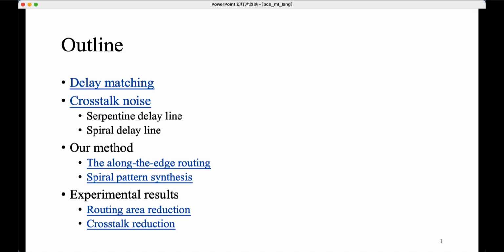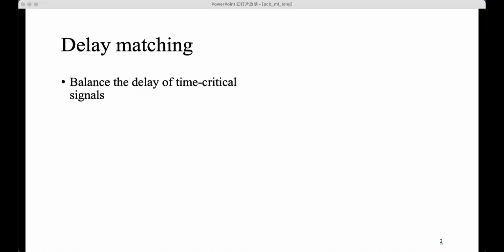In the following, I will introduce our routing method, which adopts spiral delay lines to address the delay matching issue while effectively reducing crosstalk noise and achieving high-density transmission lines. As the propagation time of a signal is directly proportional to the wire length, adding delay lines to the shorter wire is the typical method to introduce a propagation delay between circuit board elements to balance the delays of time-critical signals. The serpentine delay line is commonly used for delay matching.